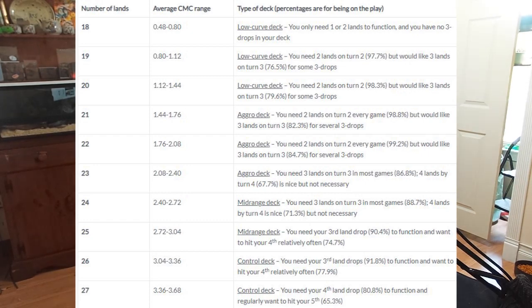Or a tempo-oriented deck that plays a bunch of 1-mana spells, versus all the way on the other end, the 26, 27 lands, control decks, where you need your 4th land drop at 80% to function and regularly want to hit your 5th. And so lands are really important when you're constructing your decks. And looking at these charts that Frank Karsten made hopefully can help us understand how many lands we should be putting in our decks and relying on math more than just how something feels.